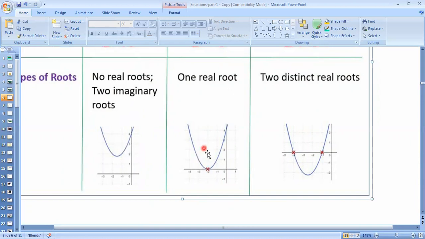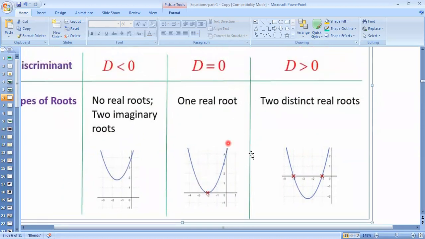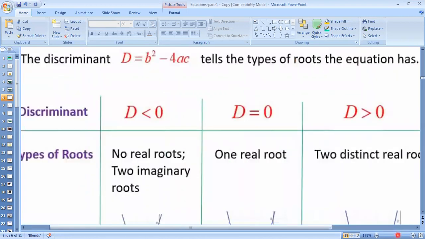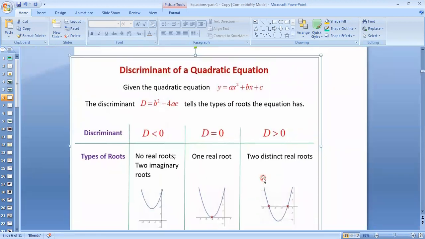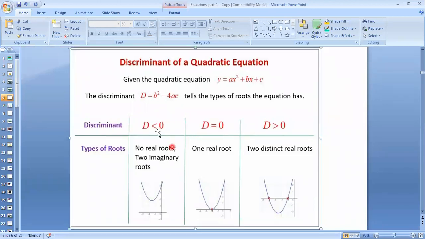One real root will be like this if discriminant equals 0. And if discriminant is positive, then we get two real distinct roots. Actually, this is the nature of the roots depending on the discriminant. So we can find out the nature of the roots depending on the sign of the discriminant. If discriminant d is less than 0, then we get no real roots, two imaginary roots.